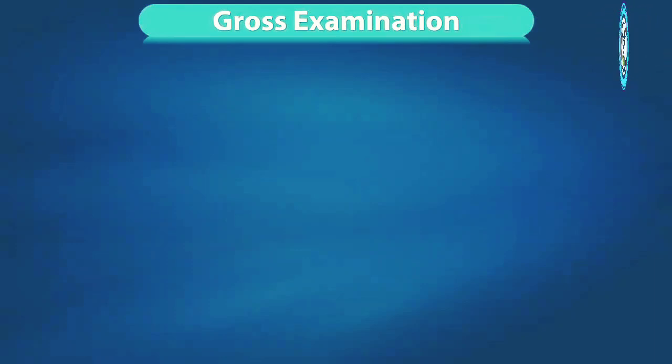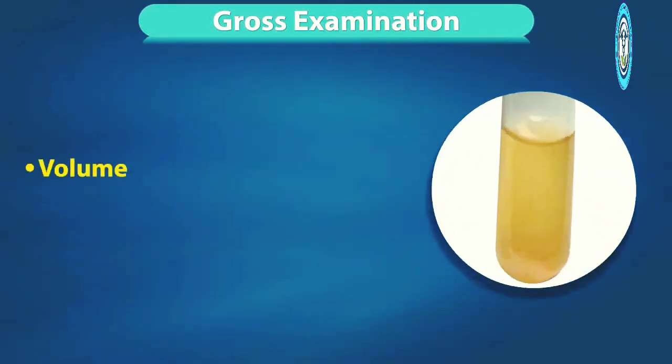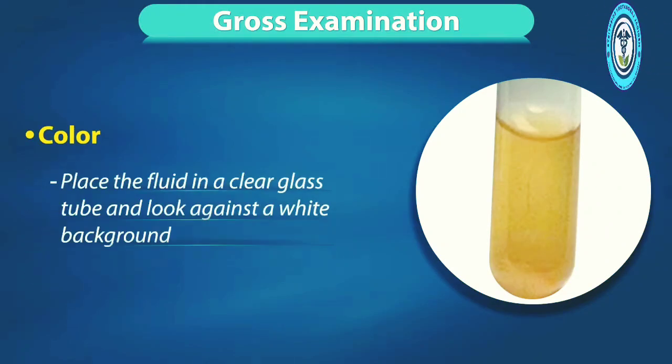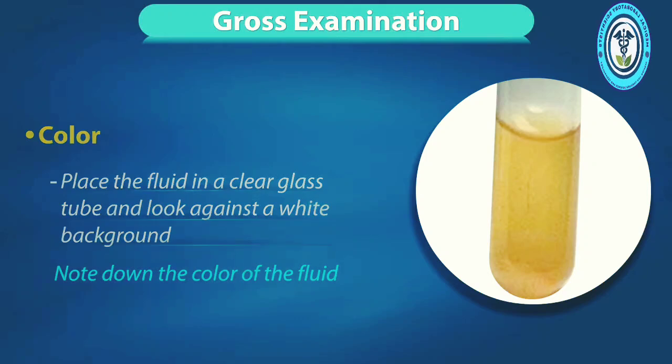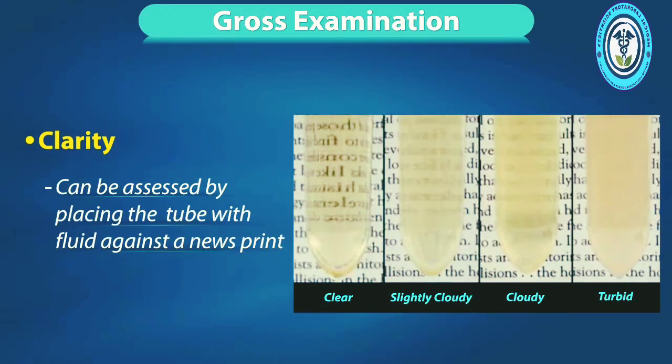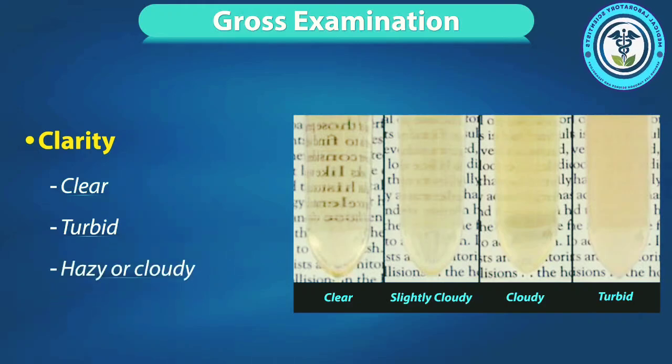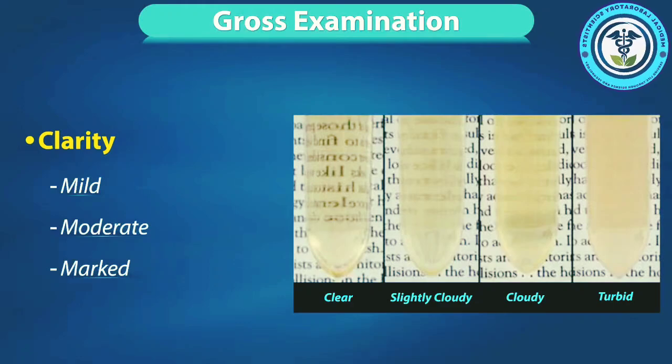Gross examination includes volume of the fluid, which should be recorded when received in the laboratory. Color of the fluid. Place the fluid in a clear glass tube and look against a white background. Note down the color of the fluid. Clarity. It can be assessed by placing the tube with fluid against a newsprint. The fluid can be described as clear, turbid, hazy, or cloudy. It can further be quantified as mild, moderate, or marked.